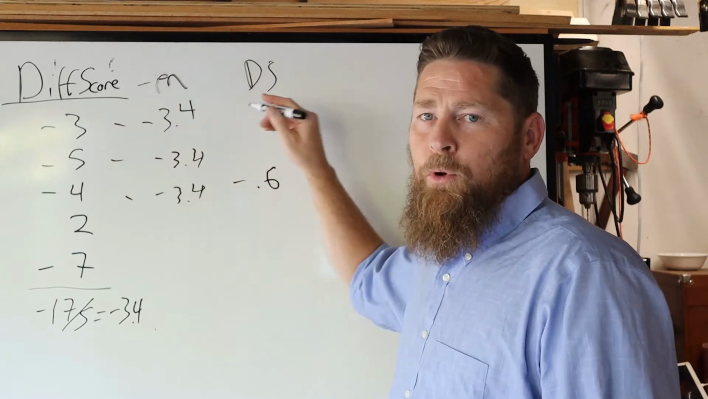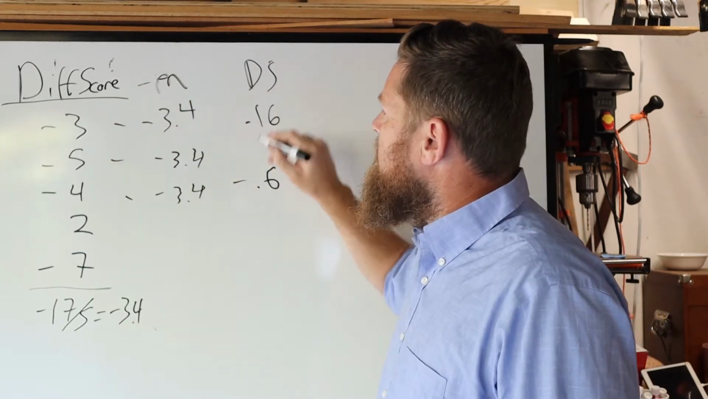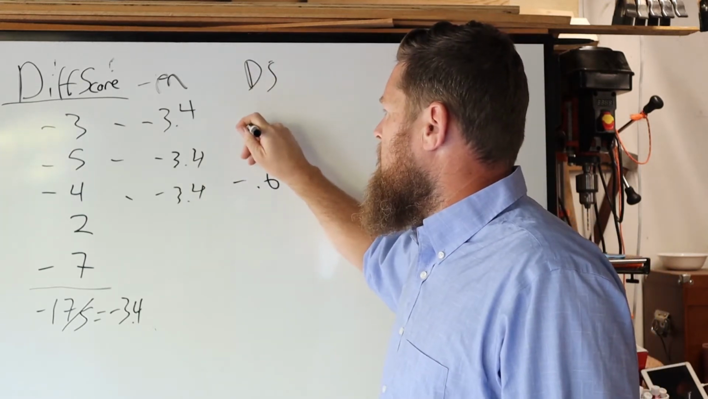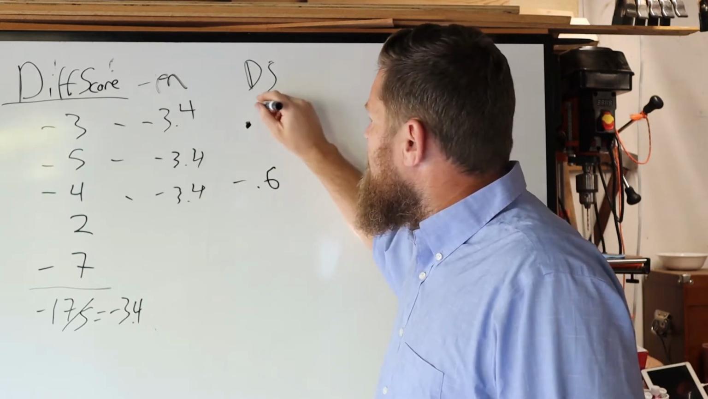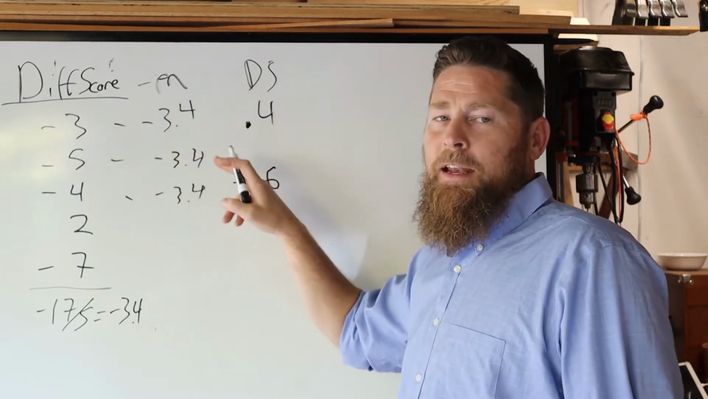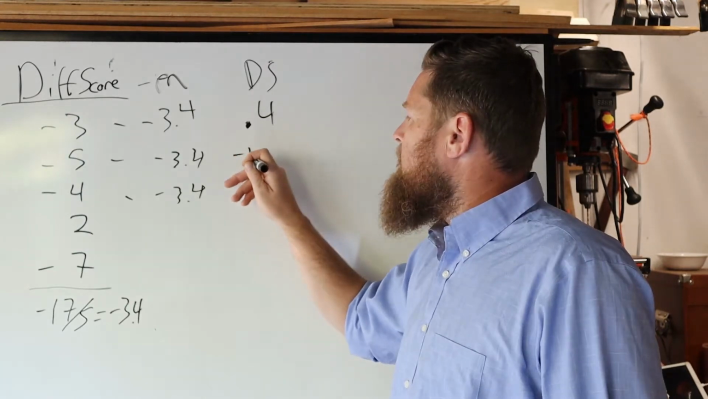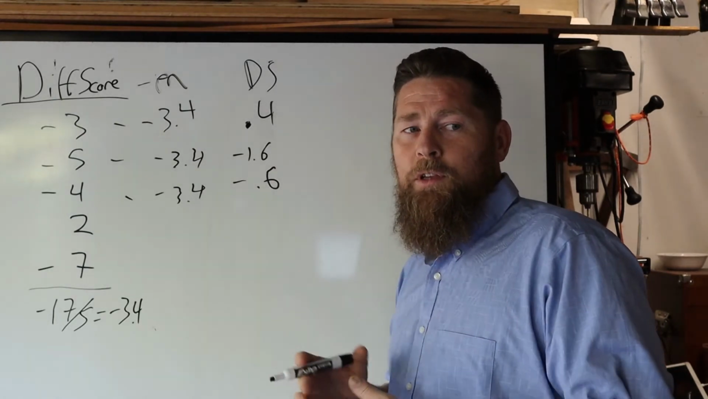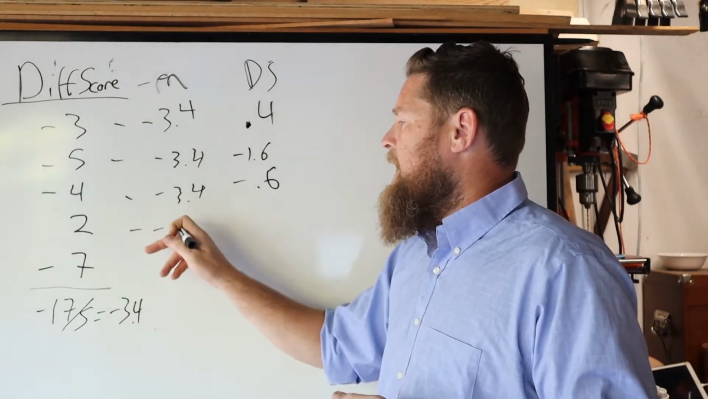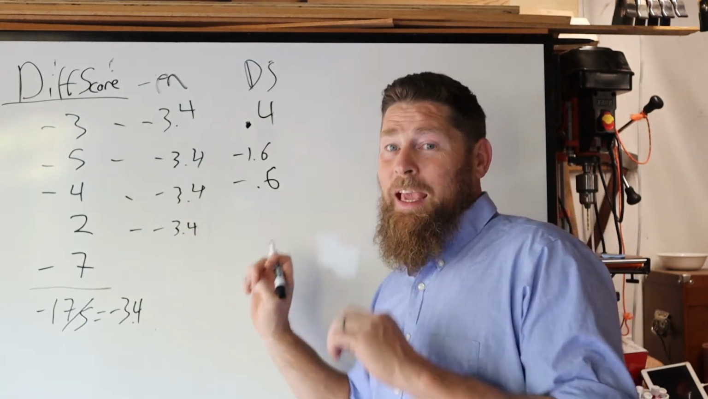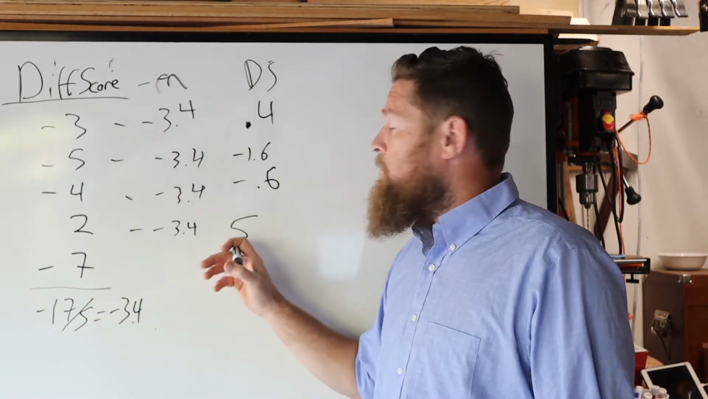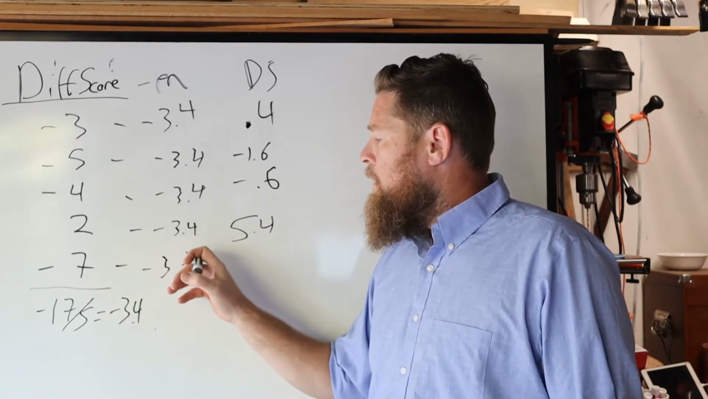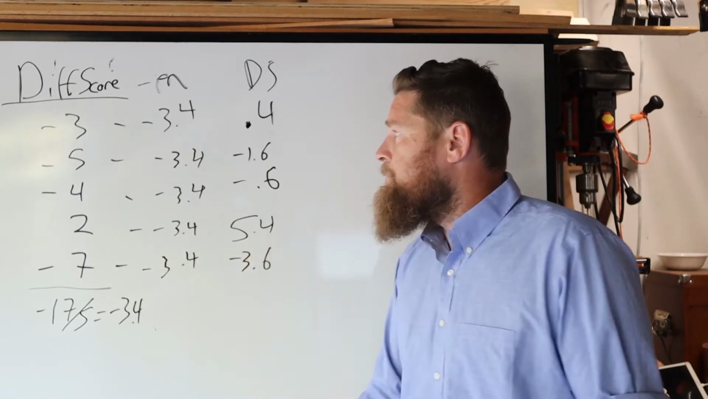Okay, so now we have all of our deviation scores. -3 minus a -3.4 is 0.4. My bad, 0.4. -5 minus a -3.4 is a -1.6. -4 minus a -3.4 is a -0.6. 2 minus a -3.4, remember, in this case we're kind of adding, so that becomes a 5.4. And then -7 minus a -3.4 is a -3.6.